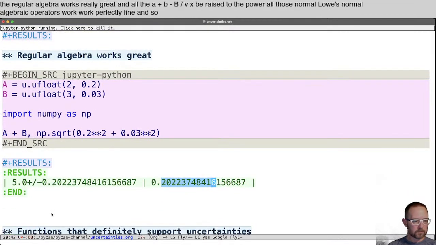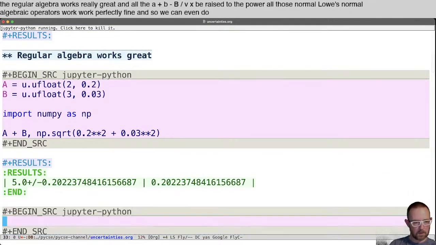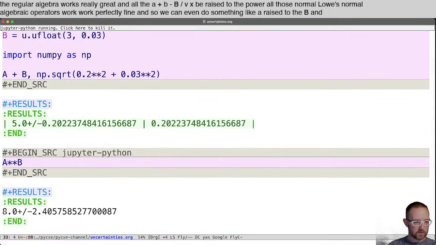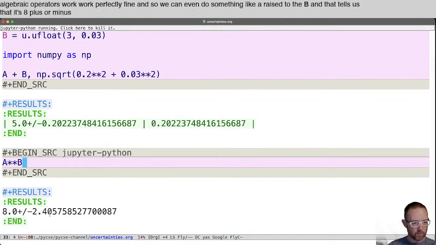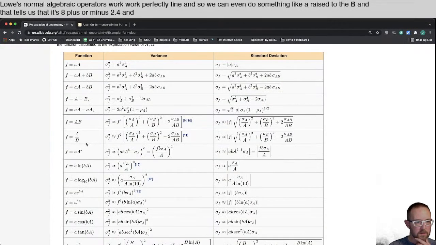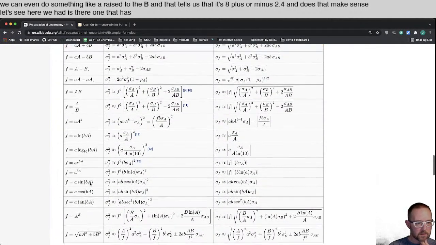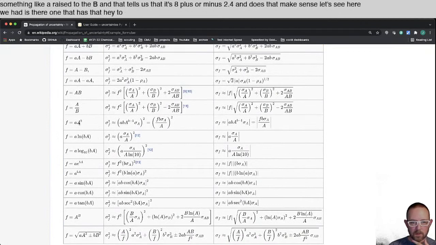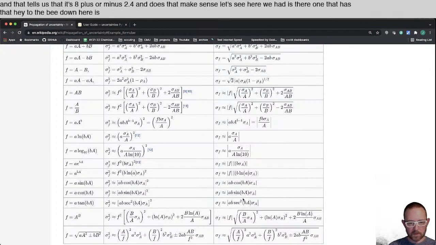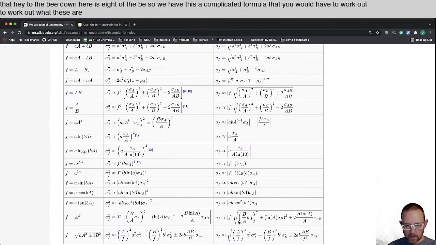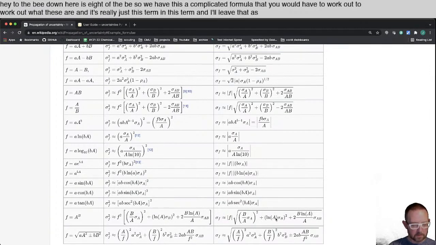And so we can even do something like a raised to the b, and that tells us that it's 8 plus or minus 2.4. And does that make sense? Let's see, here we had, is there one that has that? A to the b, down here is a to the b. So we have this complicated formula that you would have to work out, and it's really just this term and this term, and I'll leave that as an exercise.